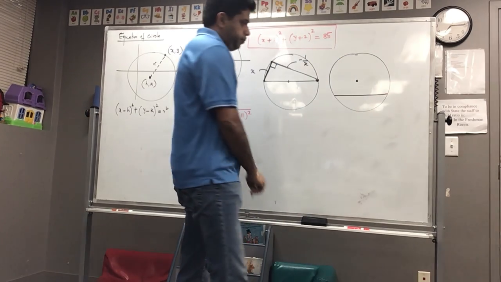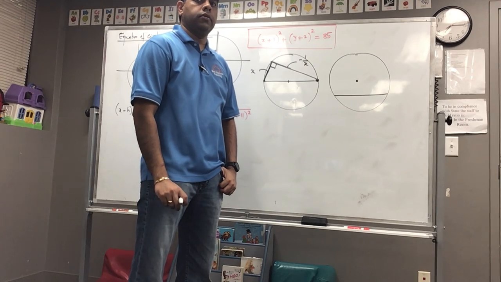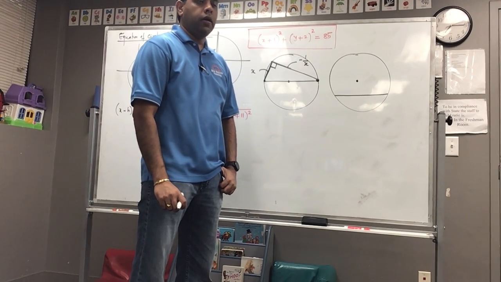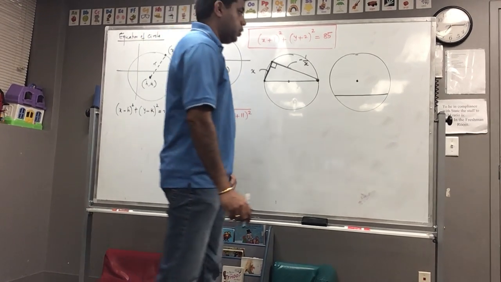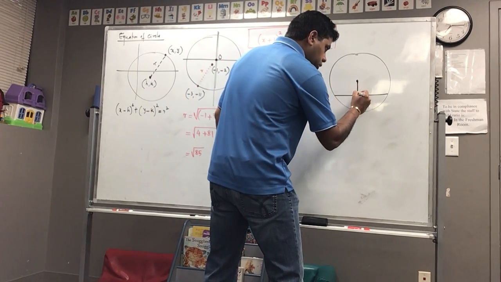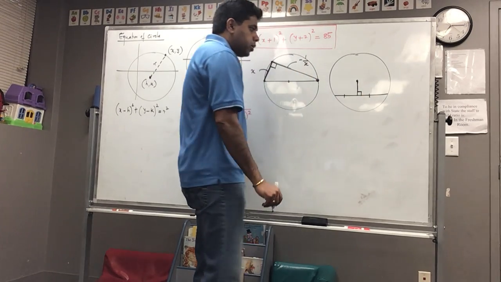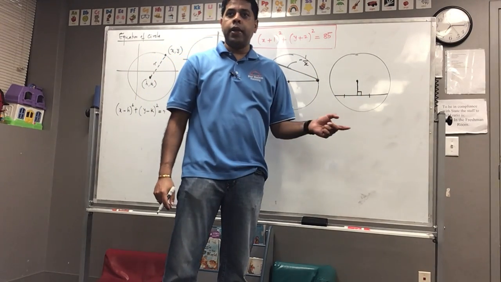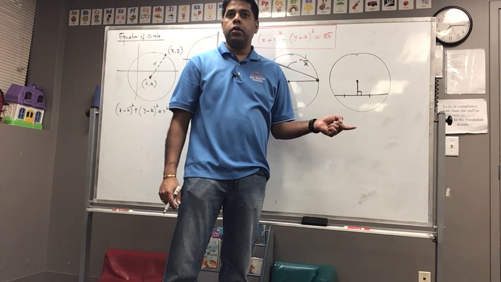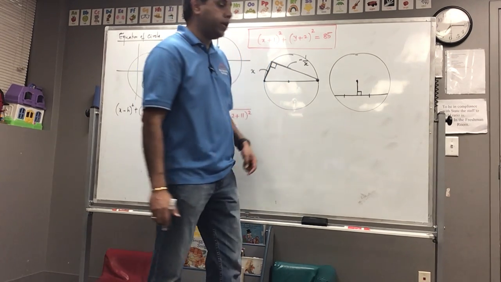What is this line? A chord. A line drawn from the center point to the chord at 90 degrees bisects the chord. So this line becomes the perpendicular bisector of the chord. Sounds good? What's the advantage?